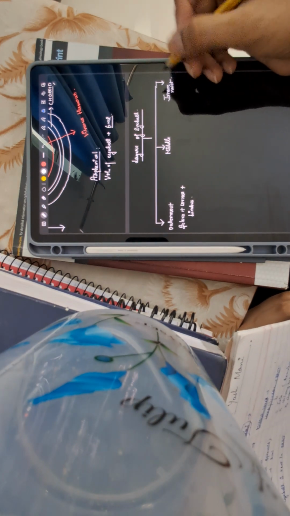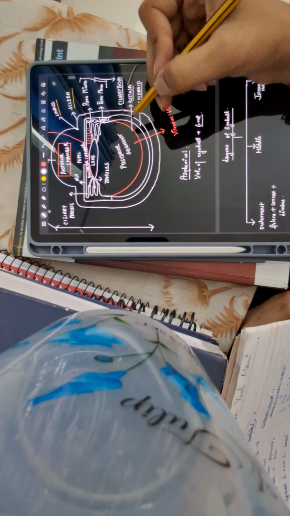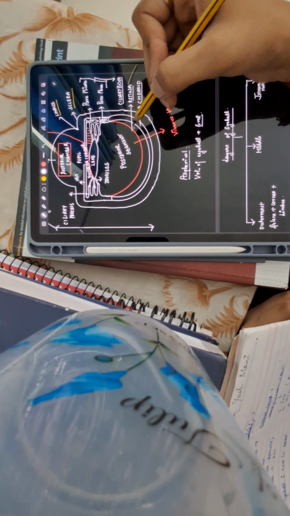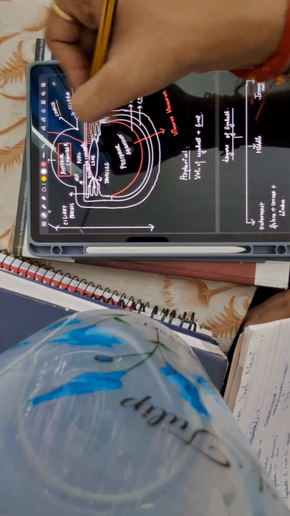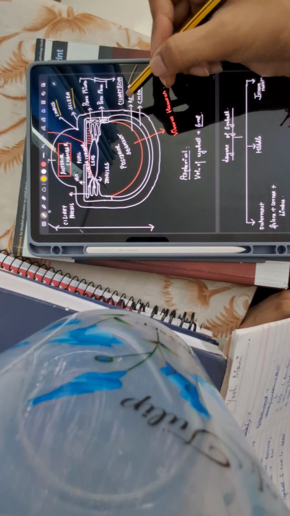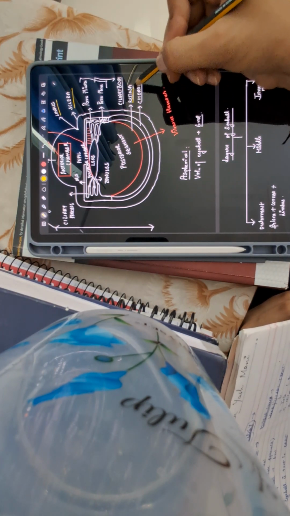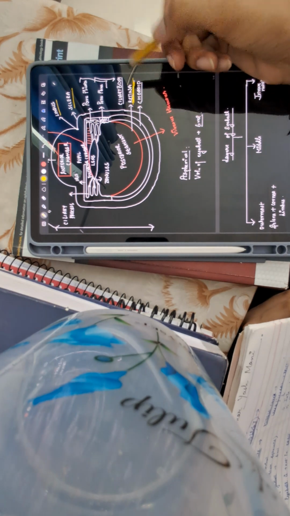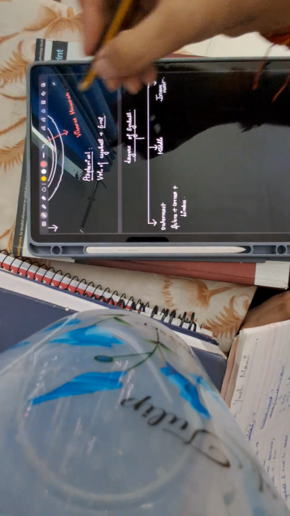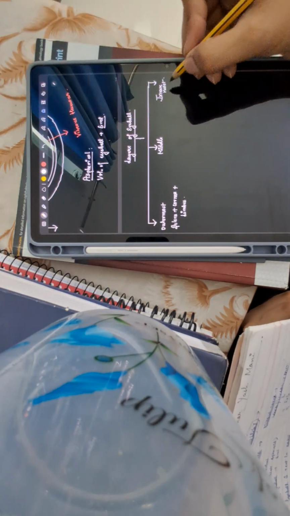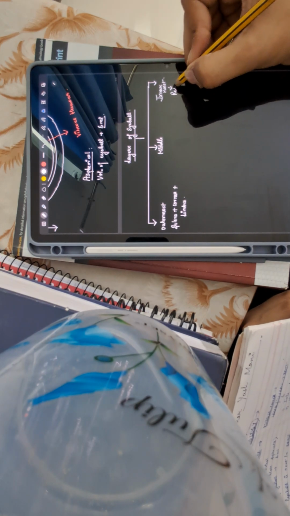Let's talk about the innermost as well. When I talk about the innermost part, what is the innermost part in this diagram itself? Of course, yes, you get it right. The innermost part is the retina. Are you getting my point? So the innermost is the retina.